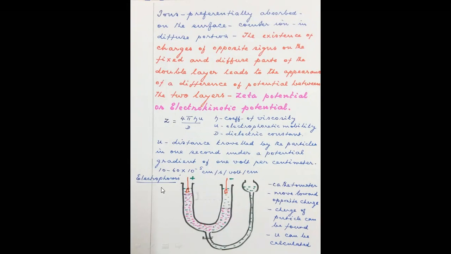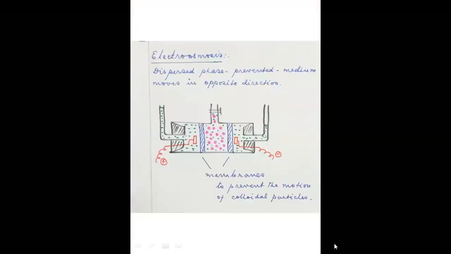This movement of the colloidal particles can be seen by a cathetometer, and the colloidal particles will move towards the oppositely charged electrical plate, and from this you can find out the charge of the colloidal particles, and also the electrophoretic mobility of the colloidal particles. This is the application of electrophoresis.